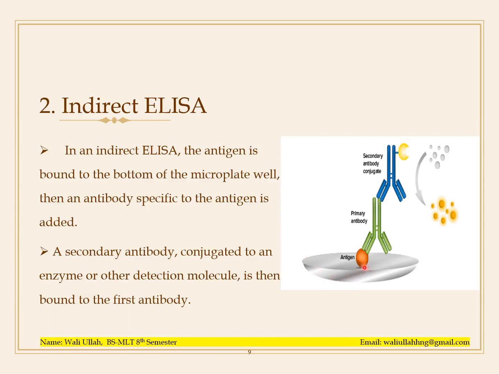This is a polystyrene plate on which antigen is immobilized. Then primary antibody is added which is not conjugated with enzyme. This primary antibody is bound with the antigen. Then secondary antibody is added which is conjugated with enzyme. This secondary antibody is bound with the primary antibody. Then colorless substrate is added which is converted by this enzyme to a colored product. This colored product is measured by a spectrophotometer which interprets the ELISA test.